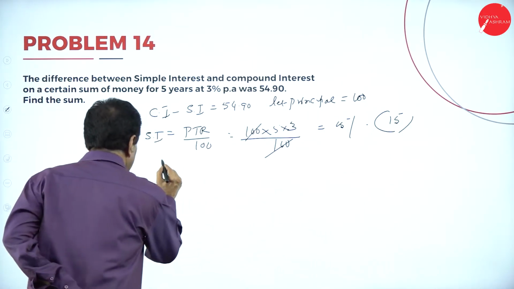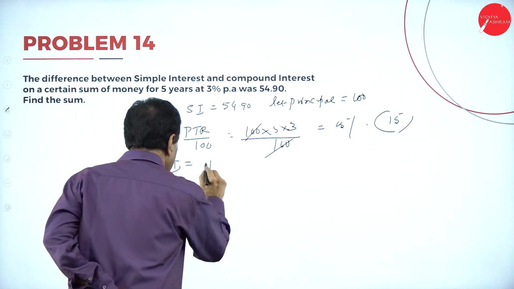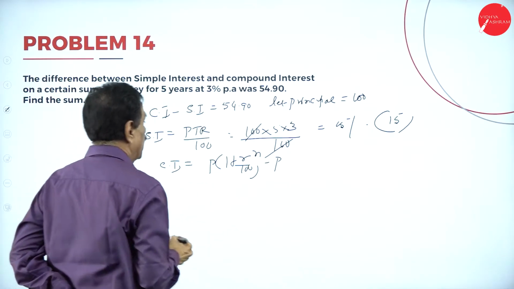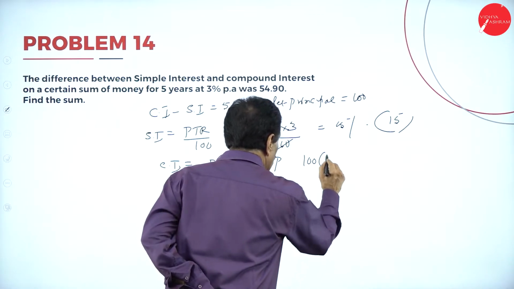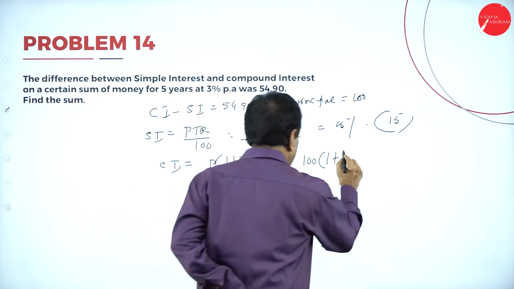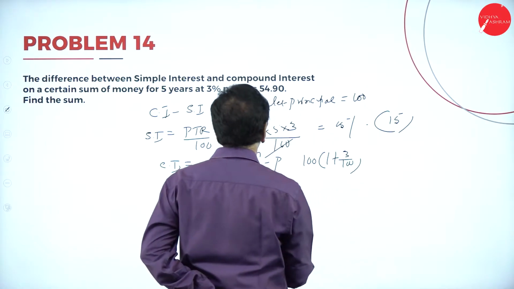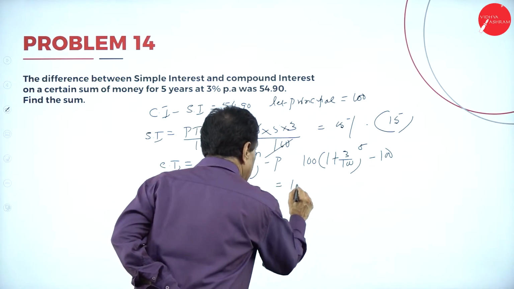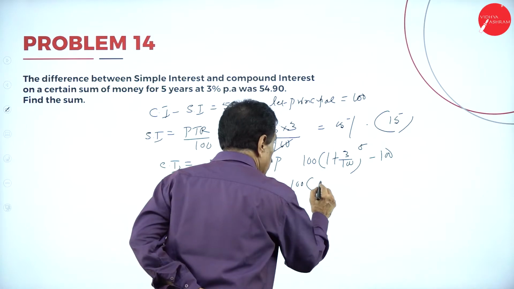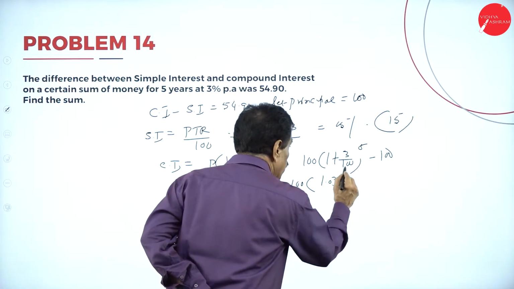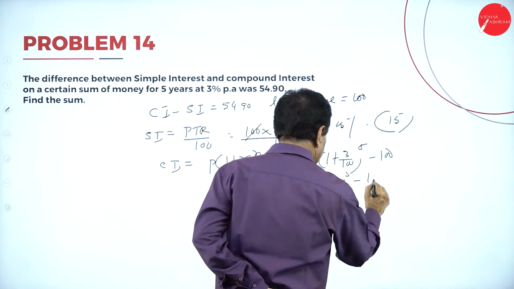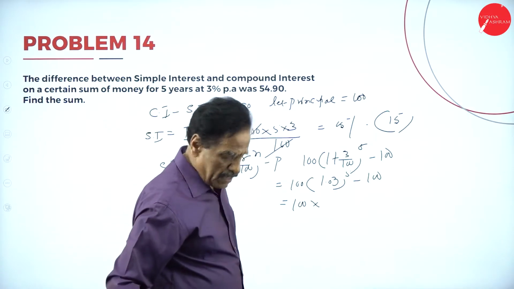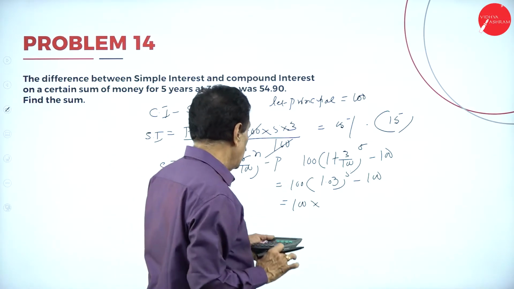So come back to compound interest: P into 1 plus R over 100 to the power of n, minus P. 100 into 1 plus, what's your rate? 3 divided by 100. How many years? 5 years. This is 100 into 1.03 to the power of 5, minus 100. How many times do we multiply 1.03? 5 times.